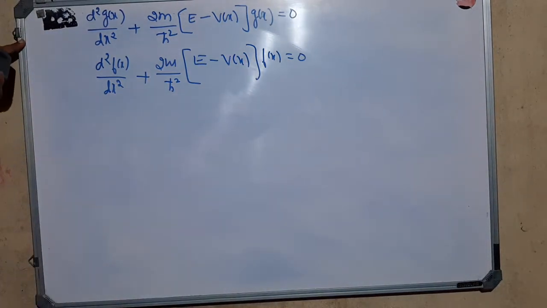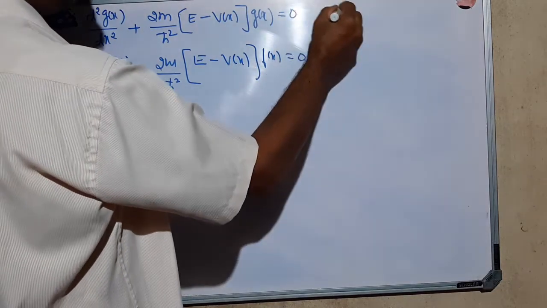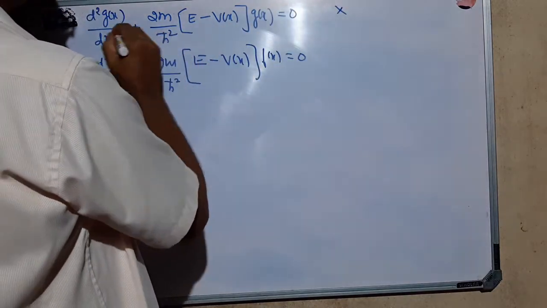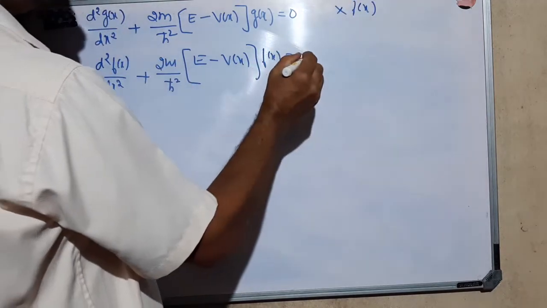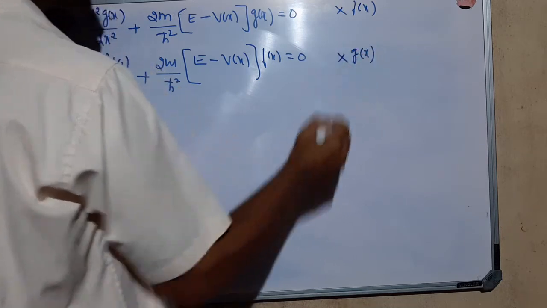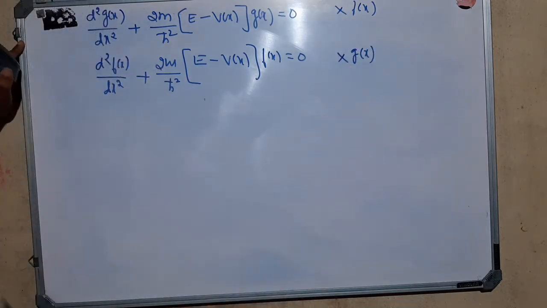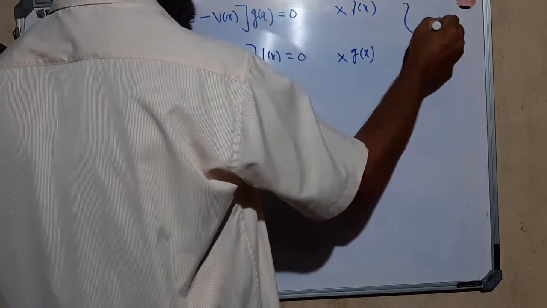In the next step, for the first equation you multiply both sides by f of x. Similarly, for the second equation, you multiply both sides by g of x. After multiplication, you subtract the two equations.